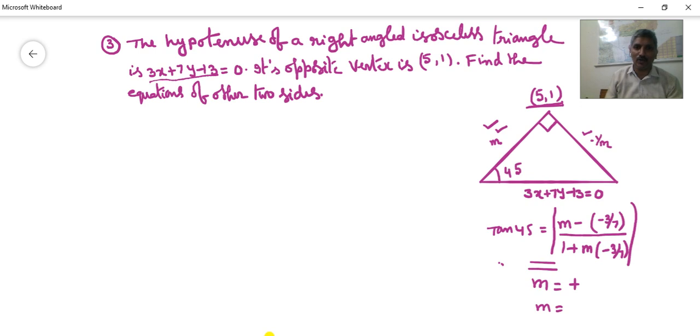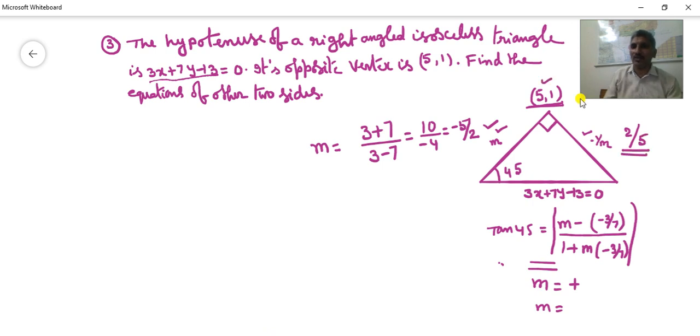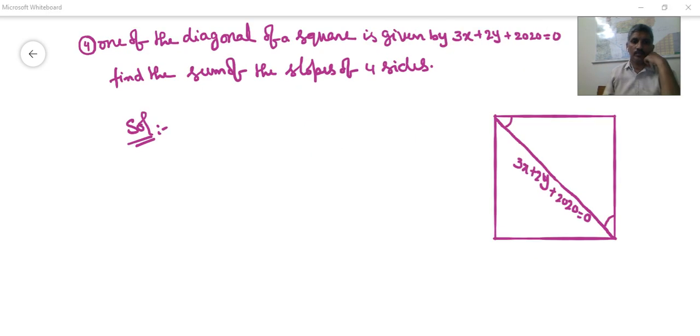But you can observe the same question. How can we do it directly? I can write the value of m is equal to 3 plus 7 divided by 3 minus 7, that is equal to 10 divided by minus 4. So we are getting minus 5 by 2 as the slope of one line, because the other line is perpendicular. That's why this line's slope must be 2 by 5. So directly we know the point and the slope, we can find out the equation of a line. That is the technique for objective exams.